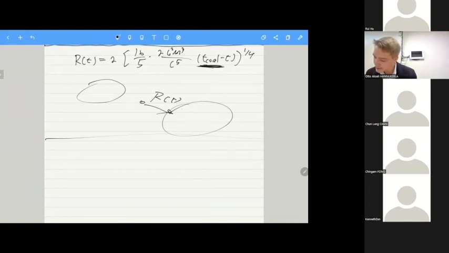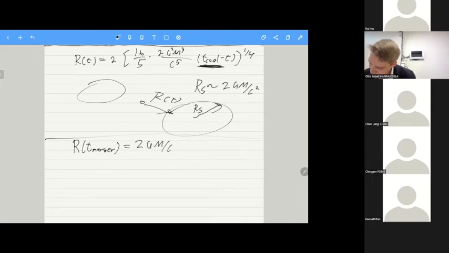So if we assume that the point when the two objects merge is the Schwarzschild radius, which is roughly 2 GM per C squared, then we could say the merger time is equal to 2 GM per C squared, approximately, to zeroth order, right?